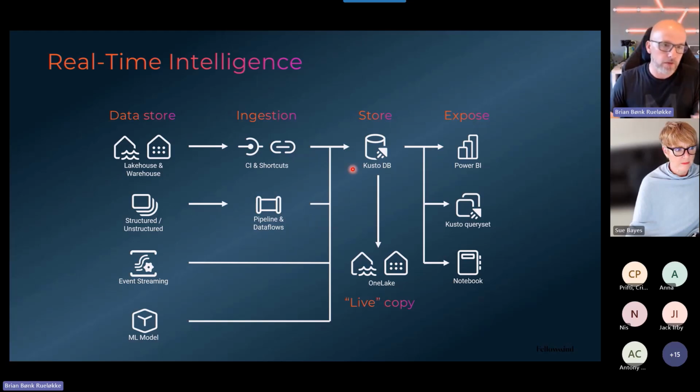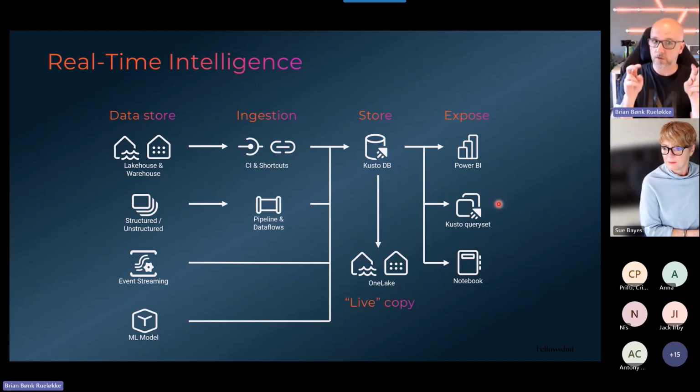Then you can store all of this data in your Kusto database. On top of this Kusto database, there is a so-called event house that is just the server for your database. And this data can then be exposed in the OneLake via a live copy. All of this data can be exposed through Power BI, through a Kusto query set, which is actually just a view from the SQL world on the Kusto engine. And we can work with it in a notebook or wherever we need to do it.